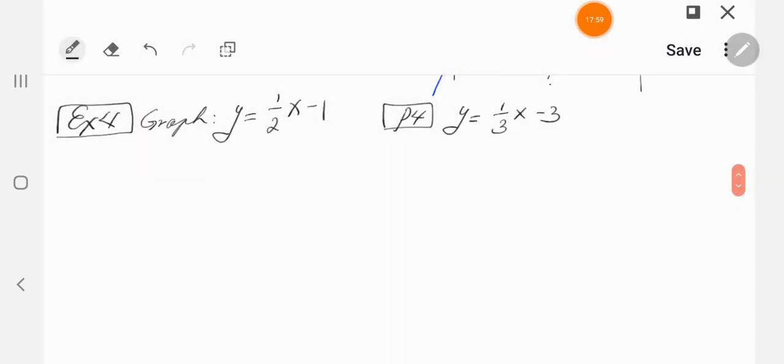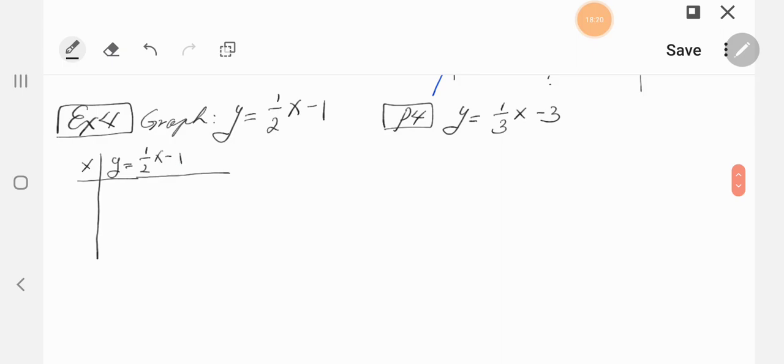Okay, exercise number 4. Let's graph the linear equation. This is a linear equation, so the graph is a straight line. So let's find the table. I'm going to write a table that contains some points, x and y. So y is equal to 1/2 times x minus 1.